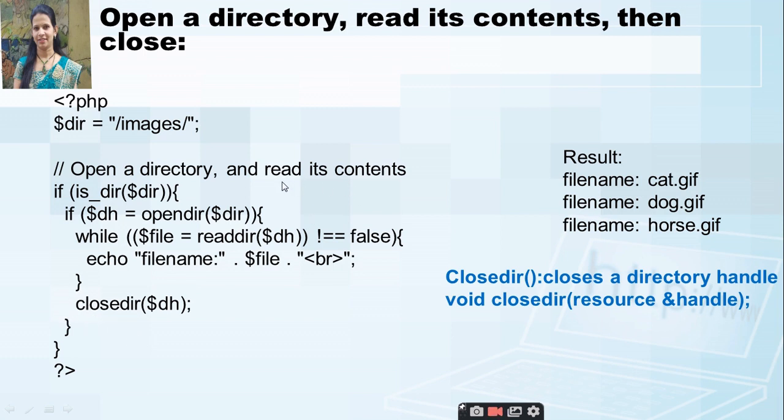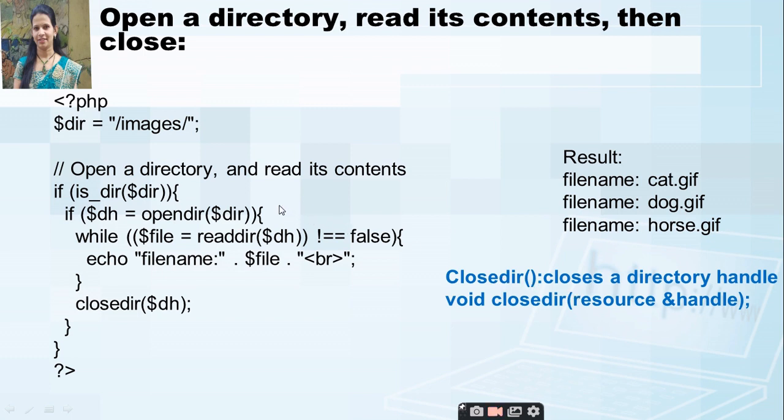So what is actually the aim here? Take a directory, check that it is a directory, open the directory, read the content and display it, and then close it. We can use the function closedir.